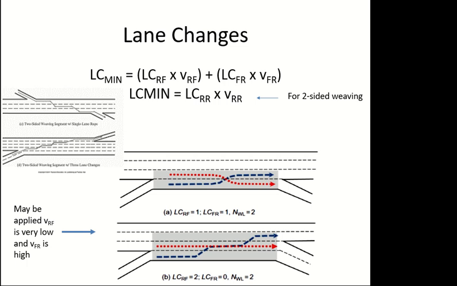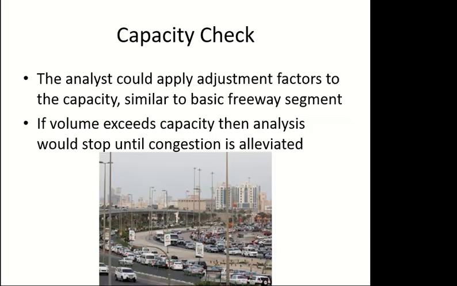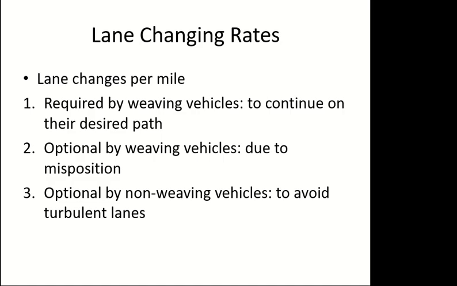But the idea is the same. People who are required to make lane changes, they are weaving. People who are weaving but they are making lane changes just because they are not in the correct lane, and then people who are not weaving but they still make the lane change. Non-weaving people, they don't need a lane change at all, but they are still making it, so they are creating some extra turbulence, and we have to consider all these three types of lane changes.